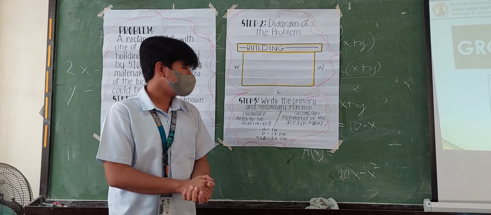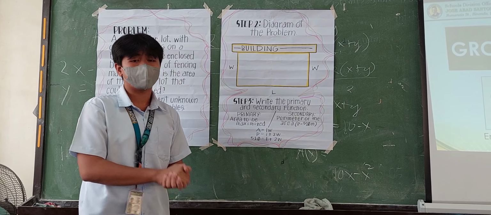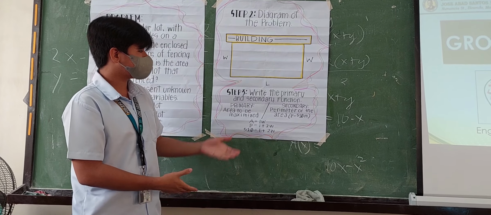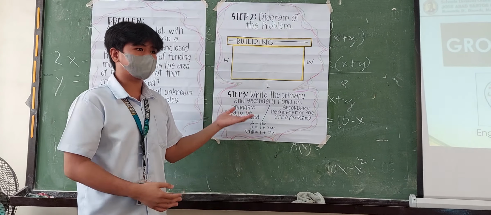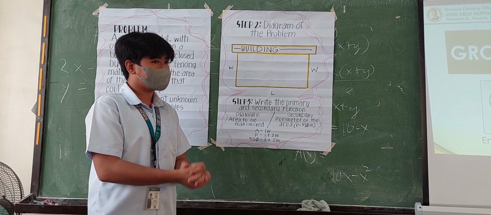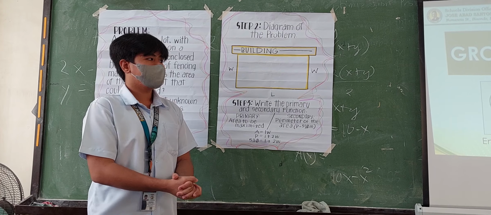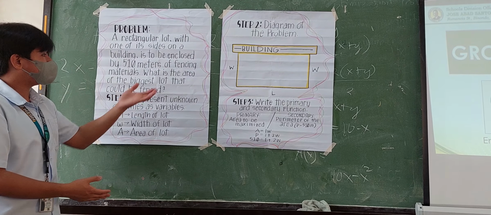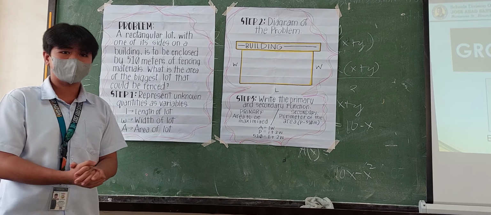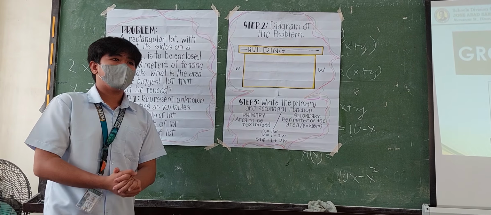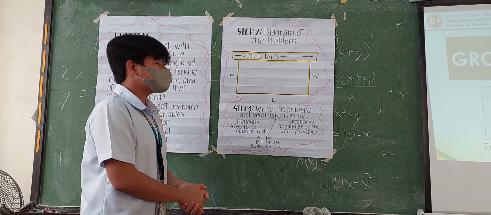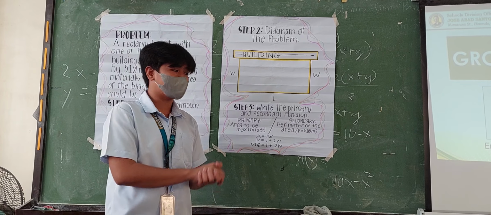Step 3, write the primary function and the secondary function for our problem. For our primary function, the required, we need to find the area of the biggest lot that could be fenced by the 510 meters worth of fencing materials. As we remembered, the area of a rectangle is length times width. So that would be our primary function for this problem.